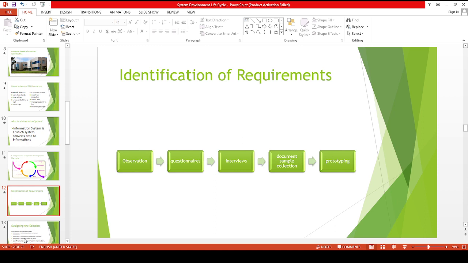Identification of requirements. We have several methods to identify requirements. There are observation, questionnaires, interviews, and document sample collection. Prototyping.